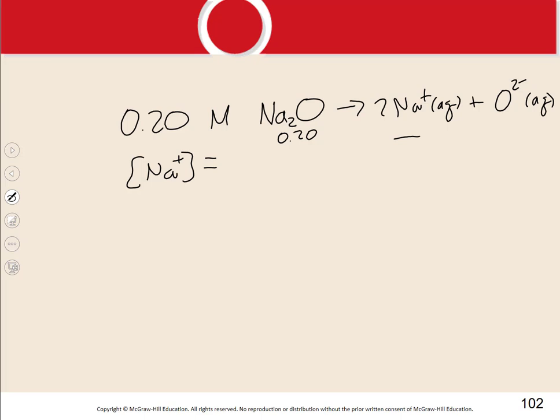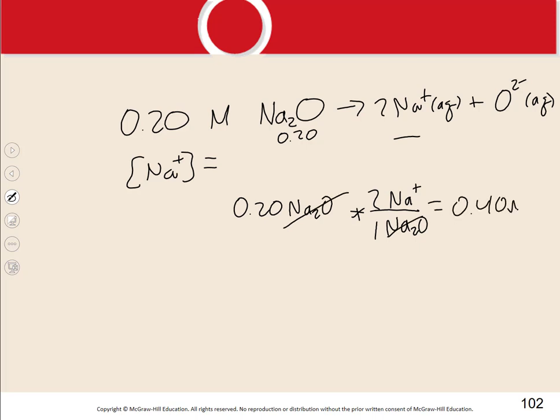Are we overthinking it? All right. Let's do it as a molar ratio. 0.20 sodium oxide times molar ratio. What goes on top? I'm trying to get to which one? Sodium. What goes on the bottom? Sodium oxide. What is that ratio going to be? What over what? 2 to 1. 0.4. Remember that now? So it's 0.4 molar sodium ion.